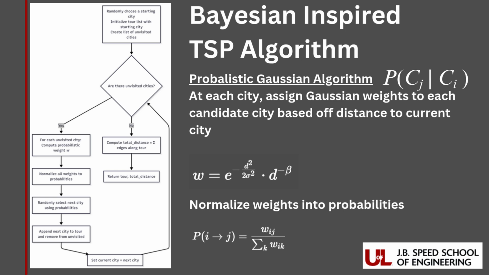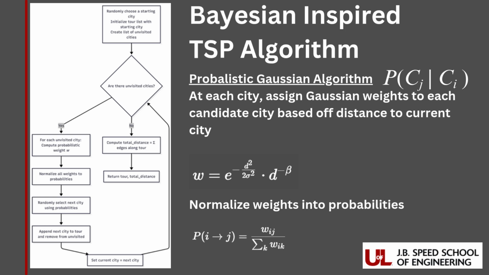The algorithm that I came up with is essentially nearest neighbors, except instead of just choosing the nearest neighbor, each neighbor is assigned a weight according to its distance to the current city. That weight is defined by a Gaussian equation, and then the weights are normalized to assigned probabilities.